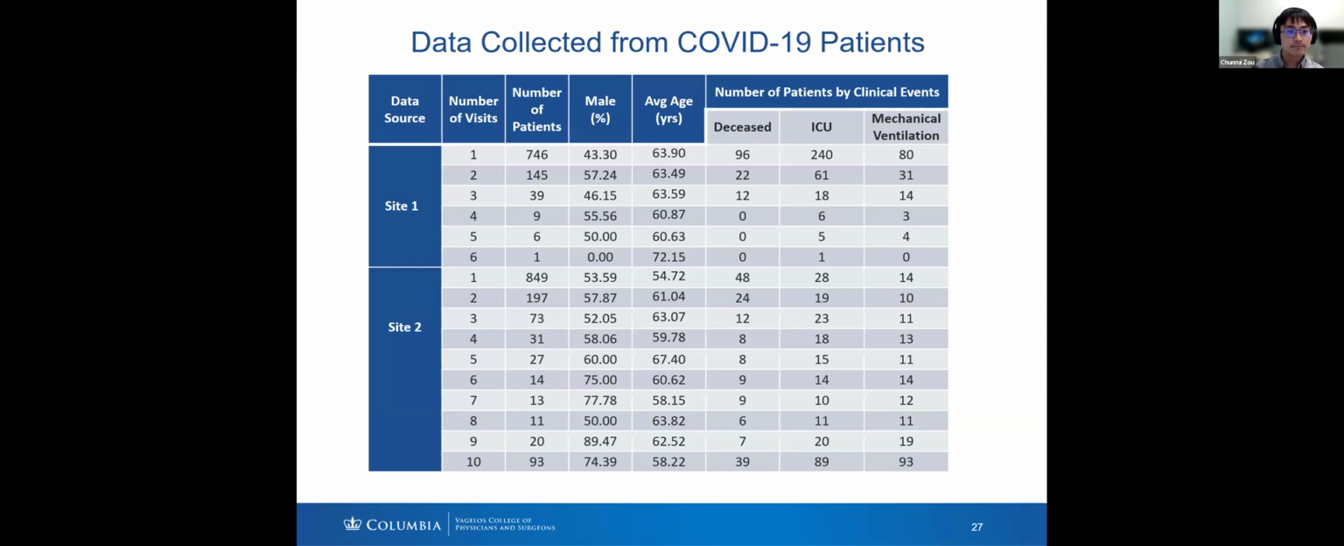So for protection, if you see this table, we protect the age and gender because age and gender are significantly correlated with the COVID-19 patients' outcomes. So these 2 variables were protected in our harmonization.